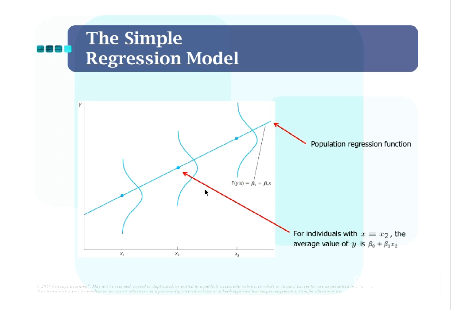So basically, it means that the relationship between x and the expectation value of y is a straight line here, and for each x, there is maybe a distribution of y. Okay?